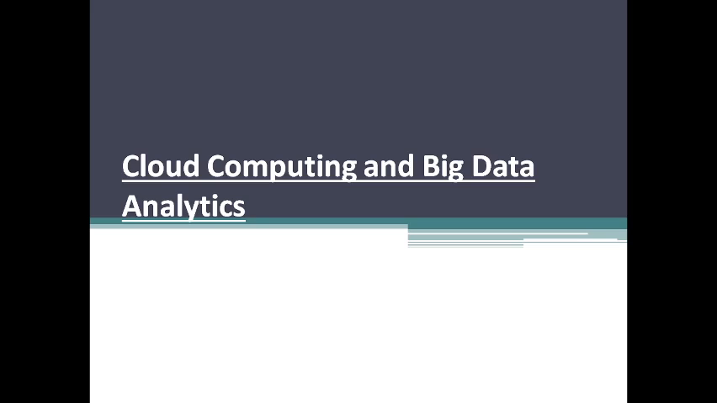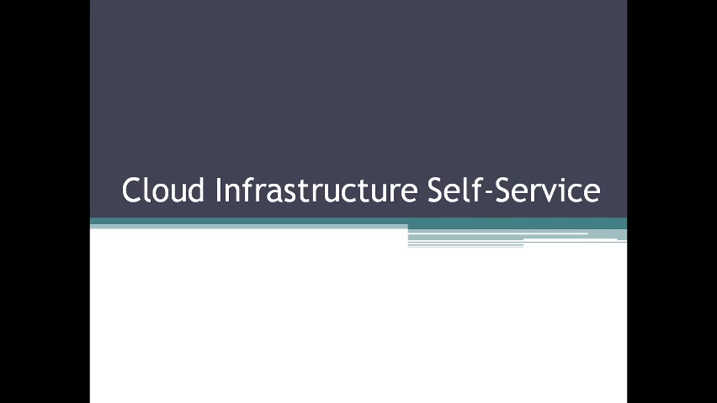Today we are going to see two different topics in this lecture. So the first topic is cloud infrastructure self-service. You already know the meaning of these four terms. So cloud is the internet which consists of various resources and infrastructure in it. And when the client requests for these resources, it can be automatically provisioned as a self-service to the client.